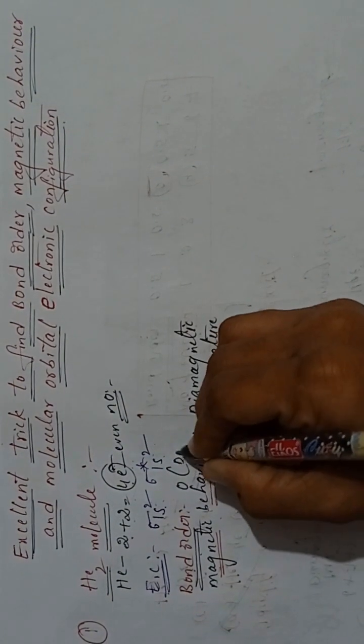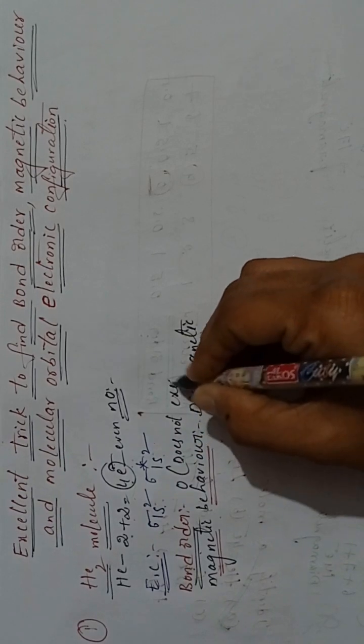Now, bond order 0 is nothing but what, students? The molecule does not exist. Does not exist.